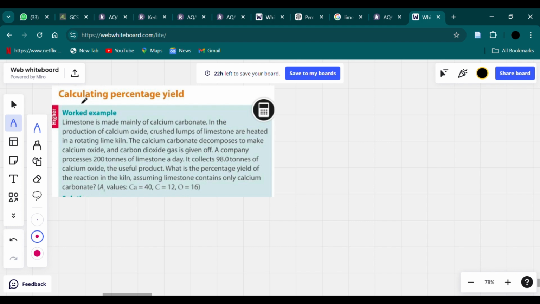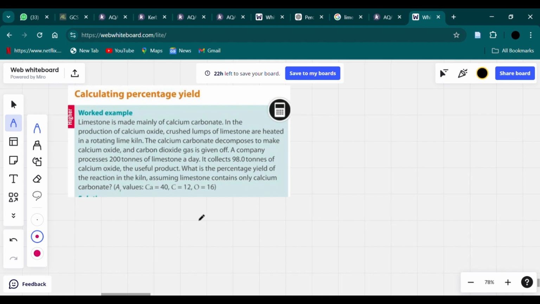Okay, now we will move towards calculating the percentage yield. Here we will be given some numericals, so we will calculate the percentage yield. There is a word problem: limestone is only made of calcium carbonate. In the production of calcium oxide, crushed lumps of limestone are heated in a rotating lime kiln. The calcium carbonate decomposes to make calcium oxide, and carbon dioxide gas is given off.